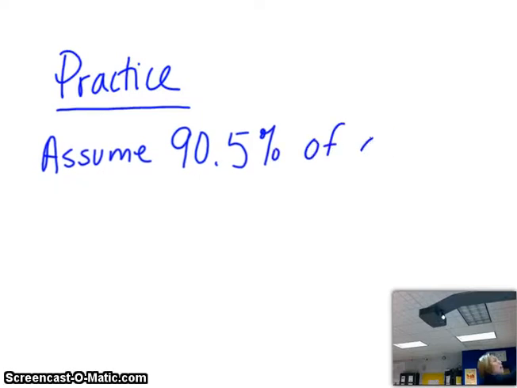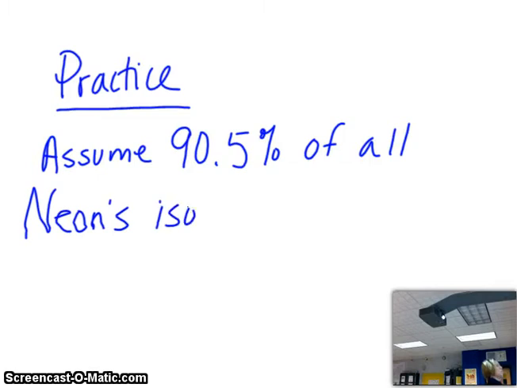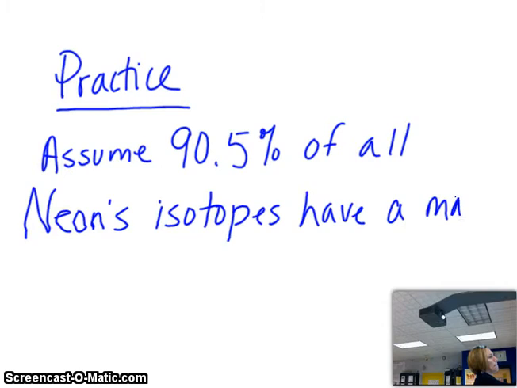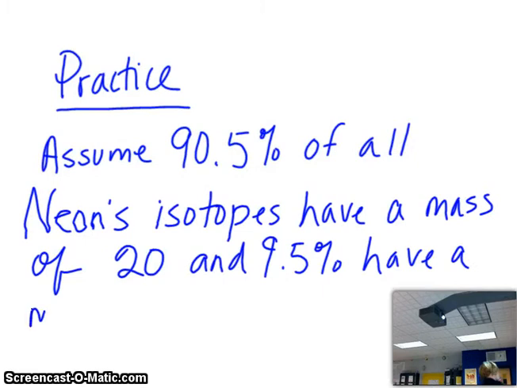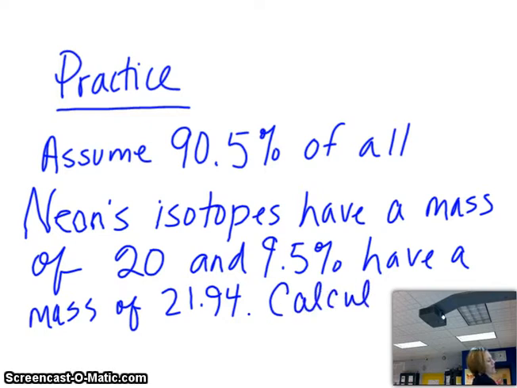90.5% of all neon's isotopes have a mass of 20. And 9.5% have a mass of 21.94. Calculate neon's atomic mass.